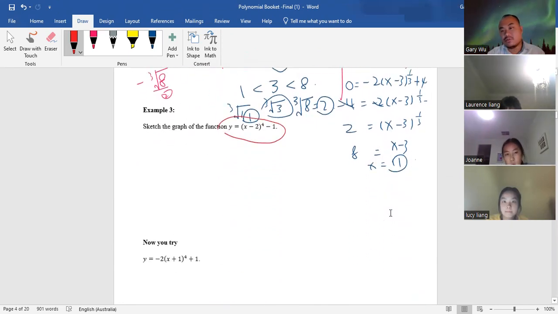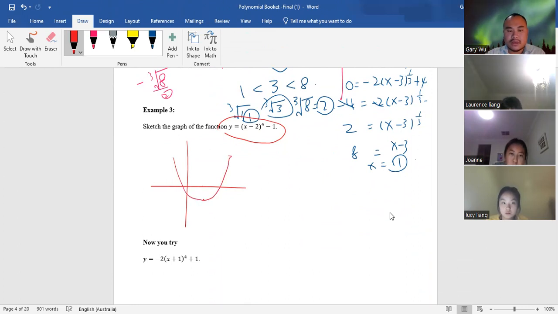Okay, so now if we know the basic shape, this one's pretty easy. We just translate 2 units to the right and 1 unit down, and therefore it would be something like that. Then you need to find the x and y intercepts. It might not be exactly like this, I just approximate it.